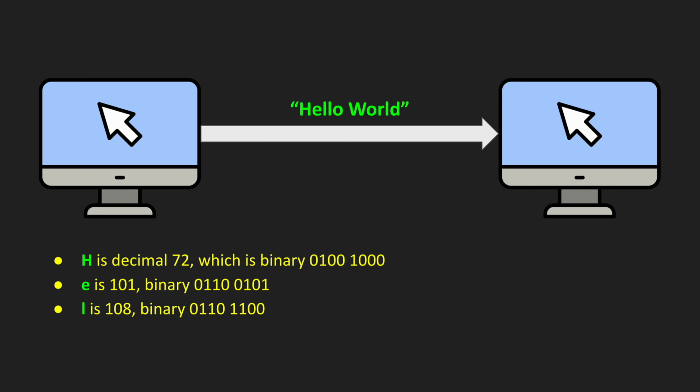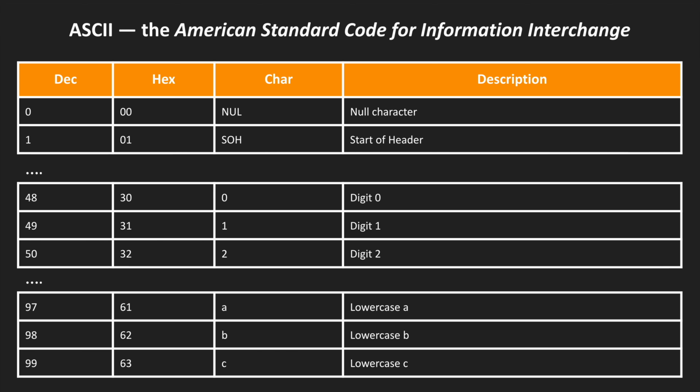So in our case, when we are sending "hello world", in reality H will be transformed to a binary, 72 in decimal, and then binary 01001000. E will also be transformed, and L will be transformed to binary and sent over the wire to another computer. But how do we know which digit corresponds to which binary number, and which lowercase or uppercase letter corresponds to which binary number? For that we are using standards.